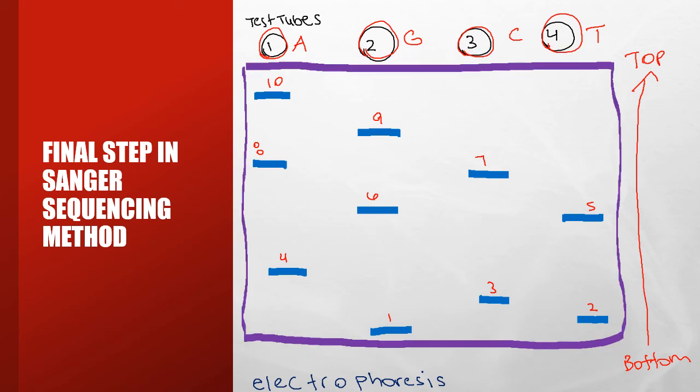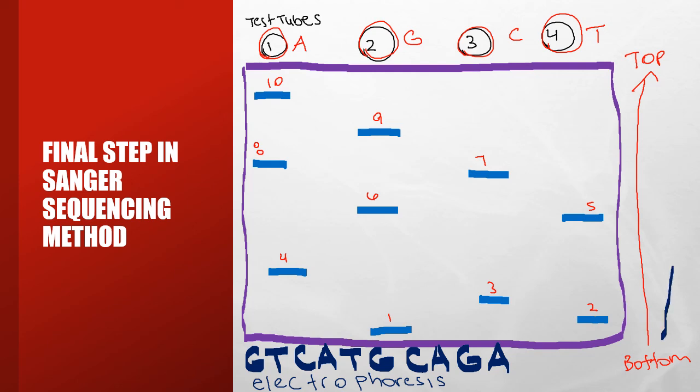We can now read our DNA sequence as G, T, C, A, T, G, C, A, G, A. Again, remember that I read the DNA sequence from bottom to top. And now we know the sequence of the newly synthesized strand.